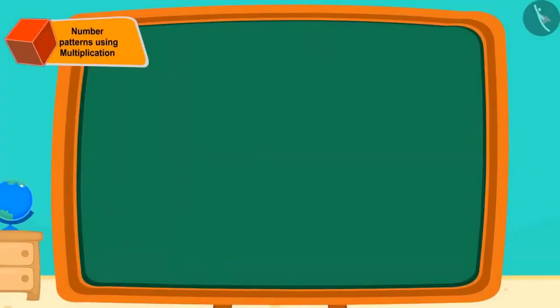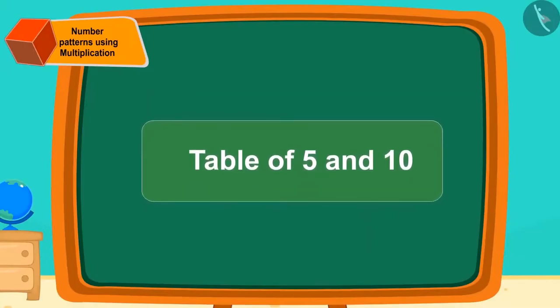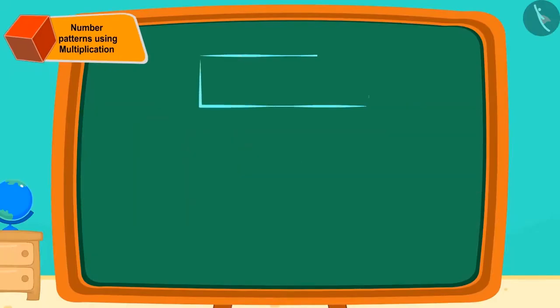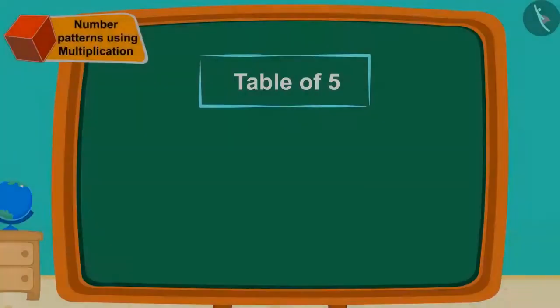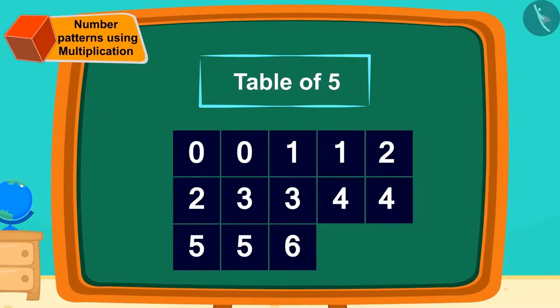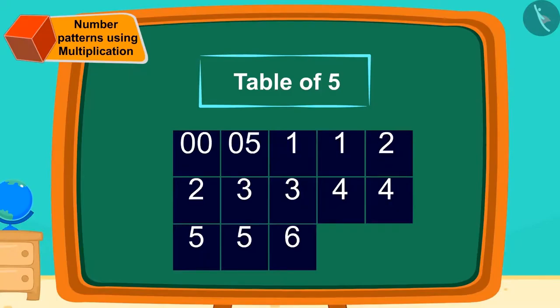Kids, do you want to learn the patterns of memorizing the tables of 5 and 10 easily? Let us first look at the pattern of easy memorization of 5's table. First, we will write the digits from 0 to 6 twice this way. Now, we will write 0, 5, 0, 5 these patterns behind these digits.